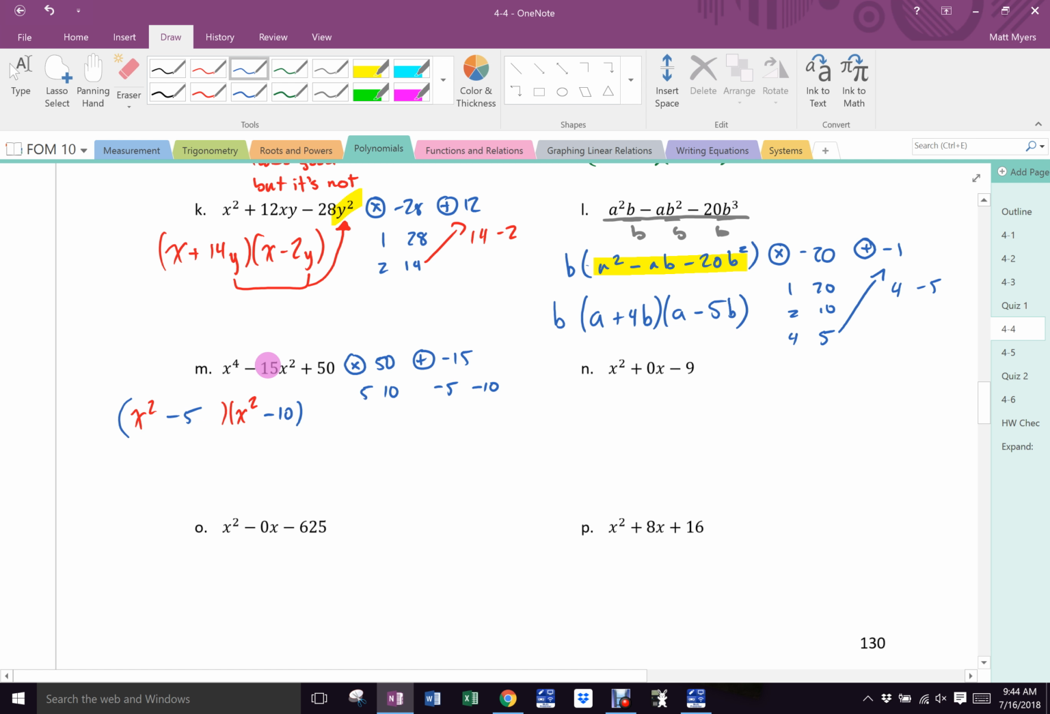Negative 5 and negative 10 is negative 15. 5 times 10 is positive 50. X squared times 10, x squared times 5, negative 15x squared. Is everybody good?